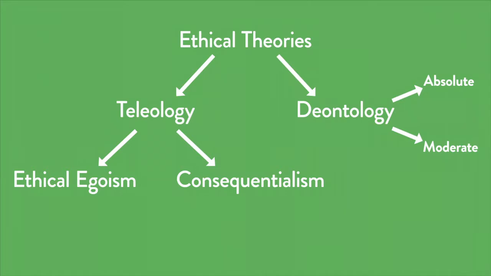You can see where you can go into teleology and think about ethical egoism or different forms of consequentialism, or instead you can go into deontology and start thinking about imposing constraints on actions. And then, of course, you have to decide if those constraints are absolute or more moderate. Now, of course, all of these debates, all of these questions are pretty important when it comes to normative ethics.